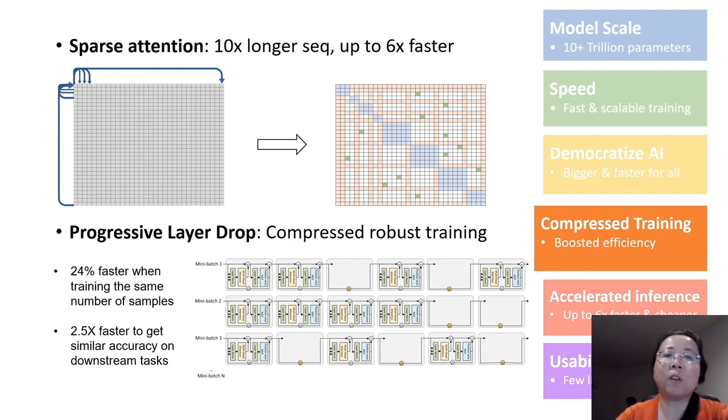Our second example of compressed training is progressive layer dropping. Compared with sparse attention, it shows compressed training at a different granularity, more coarse-grained at the transformer layer level. At each training iteration, we carefully drop a subset of layers, reducing training time cost per iteration. What's surprising is that this doesn't hurt accuracy. Instead, it obtains comparable accuracy with faster convergence and more robust fine-tuning results.